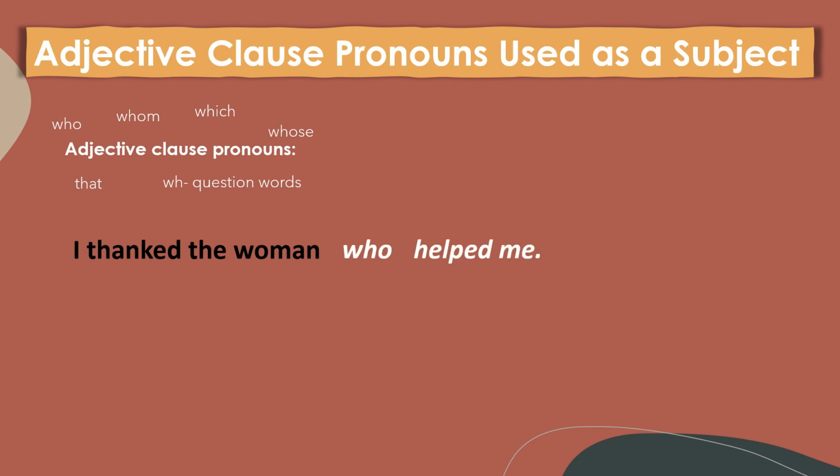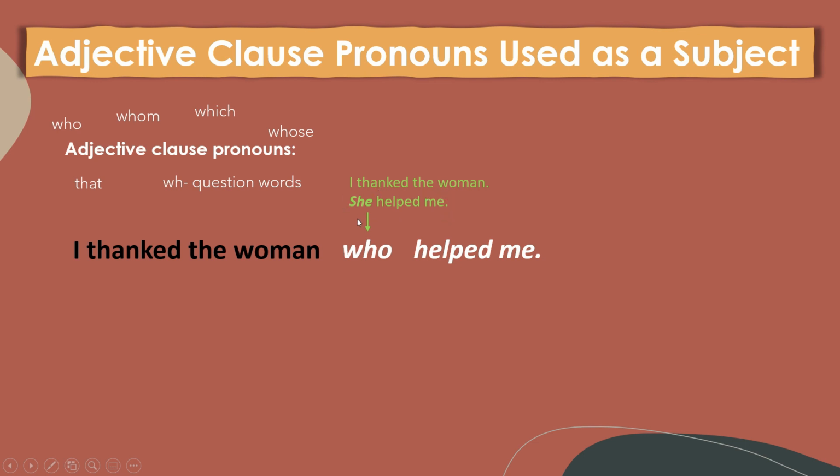Look at this sentence. I thanked the woman who helped me. This sentence comes from I thanked the woman and she helped me. She explains the woman, which woman and what the woman did, and these two short sentences are combined into one sentence with multiple clauses. I thanked the woman who helped me. The woman here is the subject of the second sentence here.